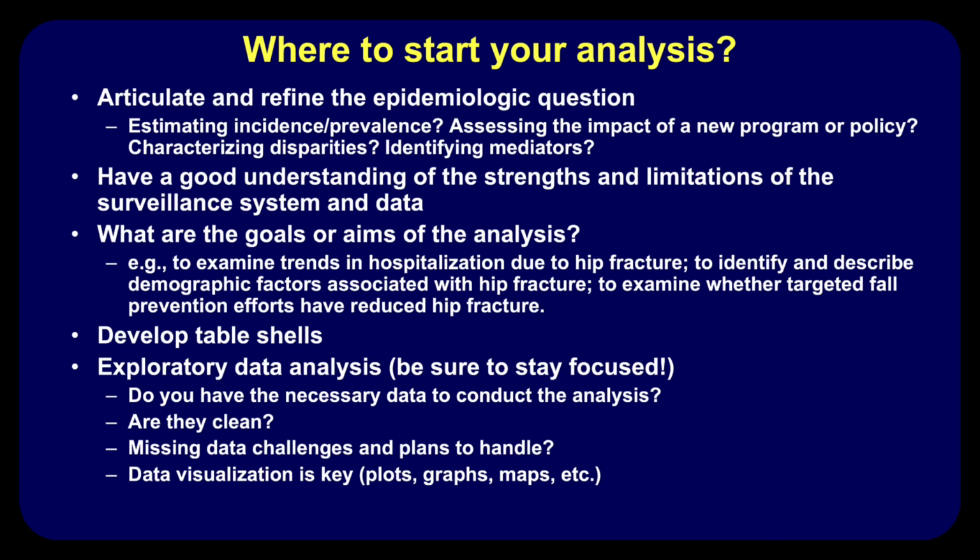As before, have a good understanding of the strengths and limitations of the surveillance system and its data, and articulate the goals of the analysis. So I list some examples here. It could be to examine trends, but also you're going to be moving into looking at associations between two or more variables. You'll develop table shells to think through the analyses that you have planned, moving into an exploratory data analysis phase, which I say here, be sure to stay focused.